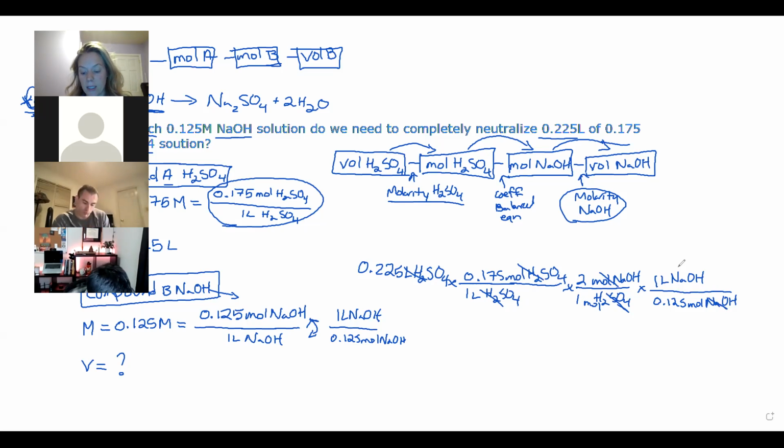And so we can plug and chug: 0.225 times 0.175 times the 2, and then divided by the only thing that has a value on the bottom, that 0.125.